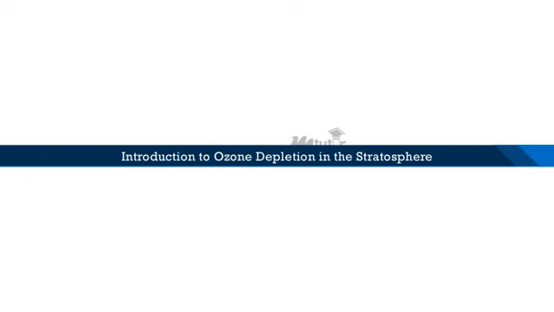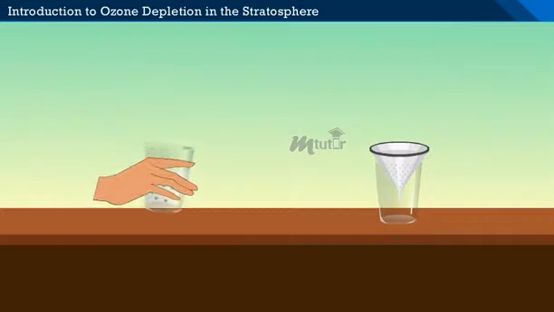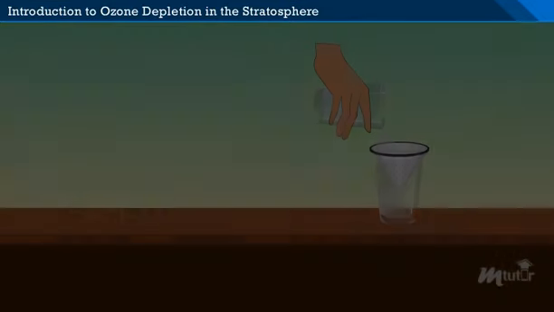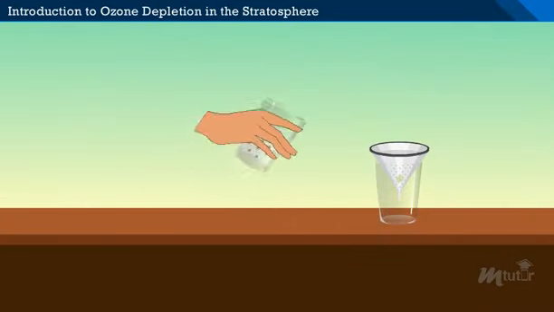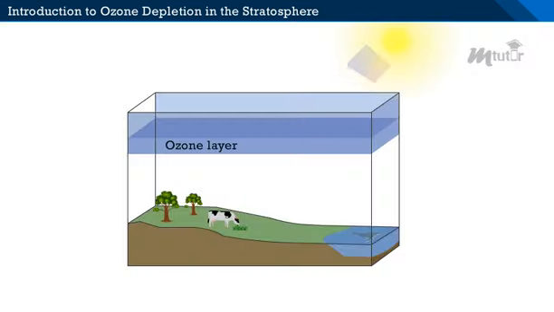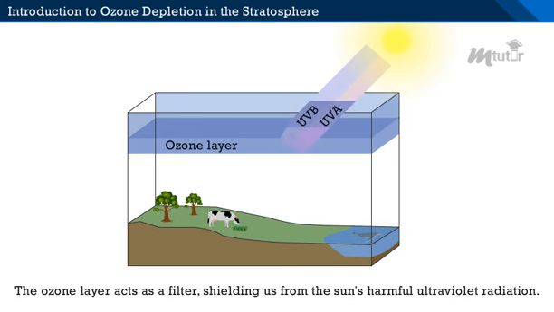Introduction to Ozone Depletion in the Stratosphere. We have all used filters to remove unwanted particles. We cannot obtain pure filtered liquid if the filter is damaged. Filter particles may cause damage to the filter. Similarly, the ozone layer acts as a filter, protecting us from the sun's harmful UV radiation.